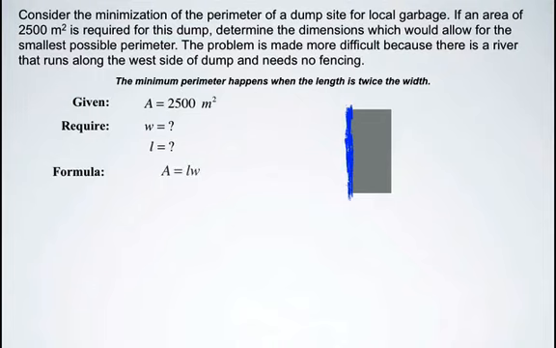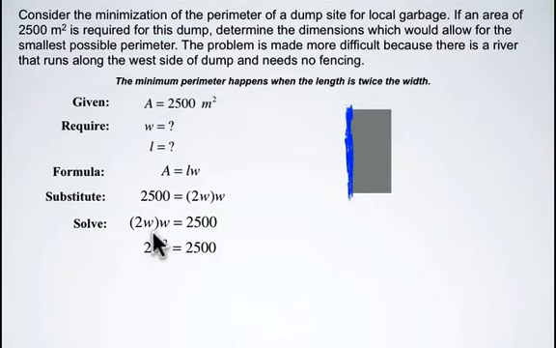The formula we're going to use is that the area of a rectangular object is length times width, and we're going to substitute in some values that we know. We definitely know that the area is fixed at 2,500 meters squared, and we also know that since we're fencing in 3 of the sides, the length has to be twice the value of the width. So we've substituted in here, rather than having L, we've got 2 of the widths, 2W. We're going to solve this and rearrange a little bit.